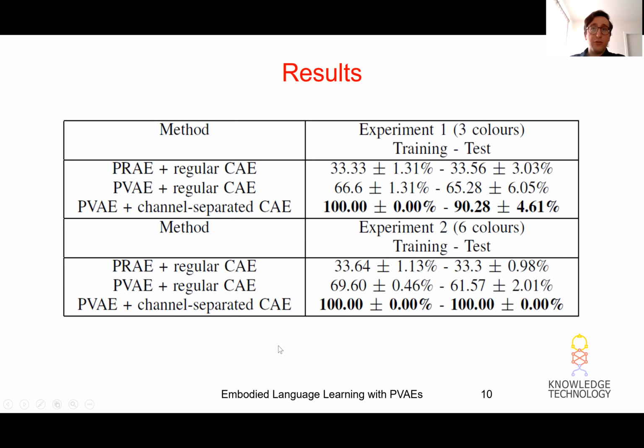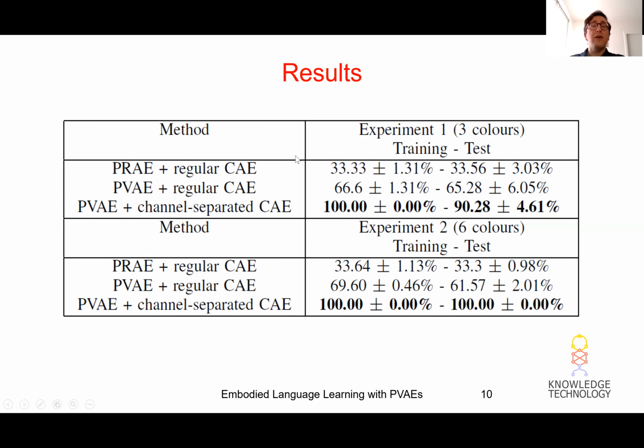So we have conducted two experiments. In the first experiment, we used only 3 color alternatives for the cubes on the table. For the second, we used 6 color alternatives. When we look at the results of the first experiment, the first row here, the PRAE plus regular CAE, is the original approach, which we compare our method against.